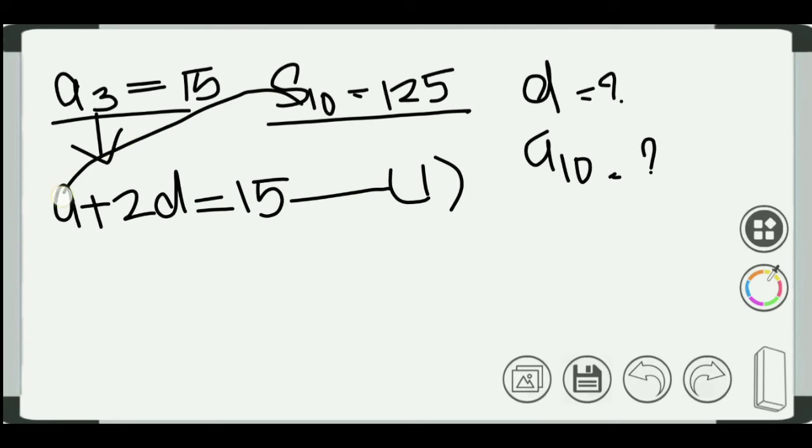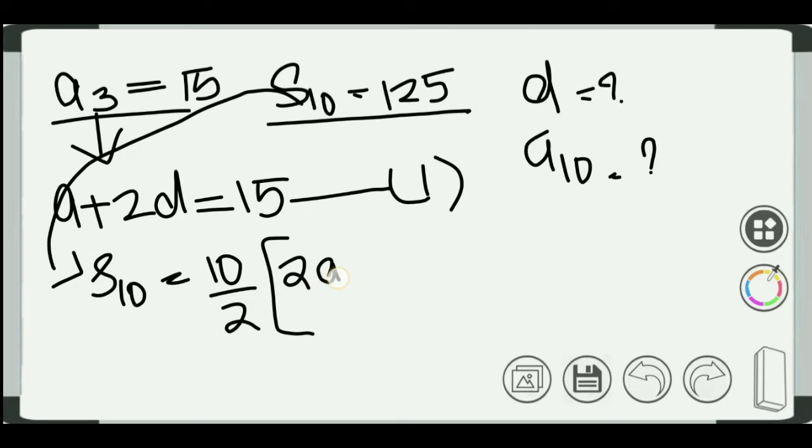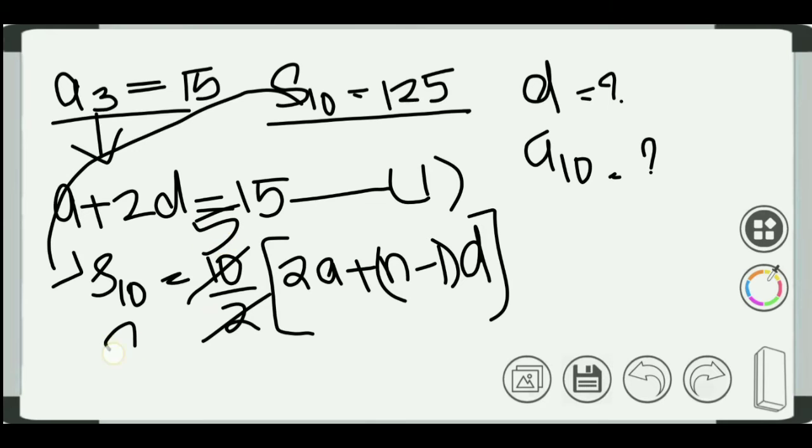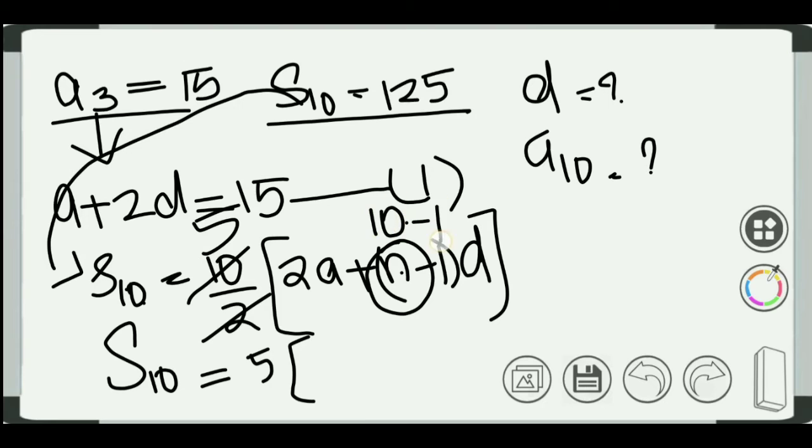Now expand sum formula. S10 is equal to 10 by 2 into 2a plus n minus 1 into D. See, 10 by 2 is 5. So S10 is equal to 5 into 2a plus n minus 1 into D. So tell me what is the value of n here? S10 means n you can write 10 minus 1. So 10 minus 1 is 9. So 2a plus 9d.